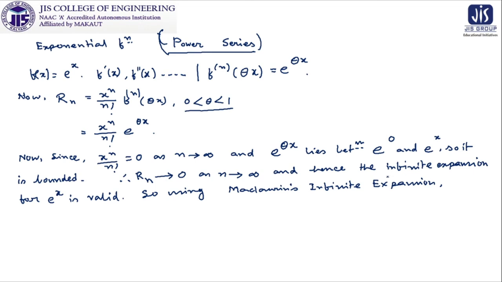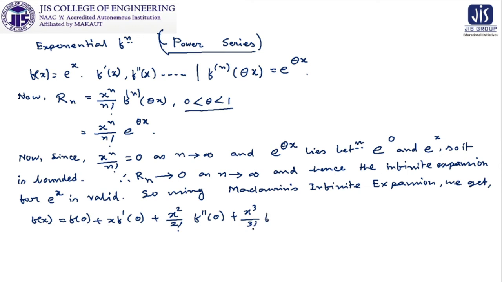If it is satisfied, then we can easily use those standard forms, and what we get here is f(x) is equal to f(0) plus x f'(0), obviously using the Maclaurin series, plus x squared by factorial 2 f''(0) plus x cubed by factorial 3 f'''(0) plus dot dot dot, and we know that we have taken here f(x) is e to the power x, so this can be substituted here.